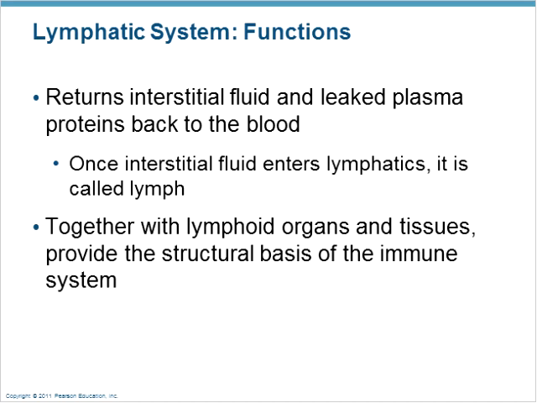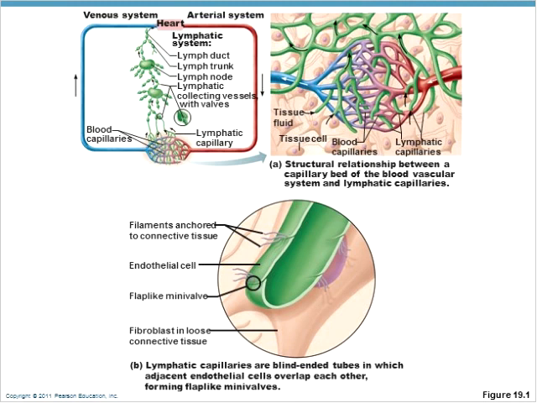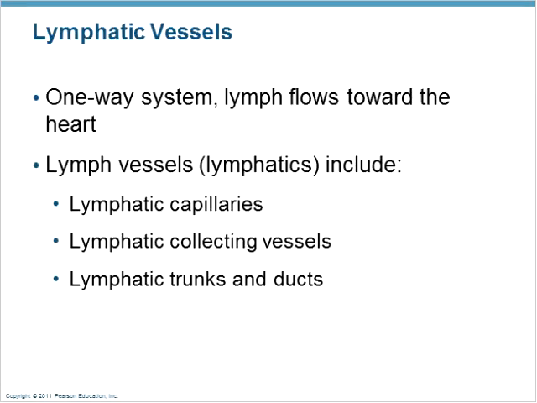The lymphatic system returns interstitial fluid and leaked plasma proteins back to blood, and once the interstitial fluid enters the lymphatics, it's called lymph. Together with lymphoid organs and tissues, they provide the structural basis of the immune system, which we just talked about in the previous chapter. This graphic takes you through that process, and we'll talk more about it.